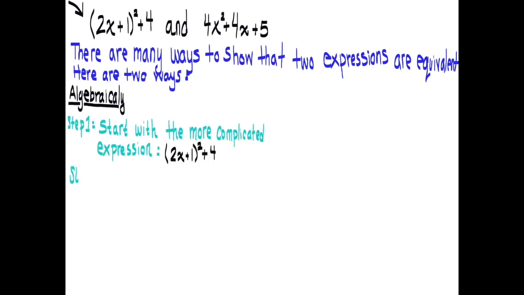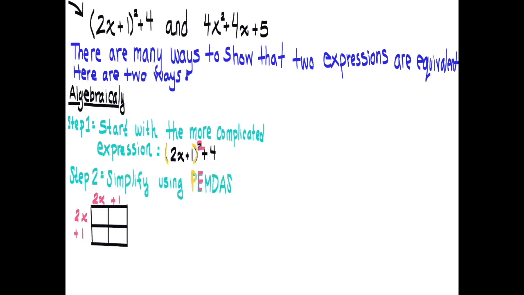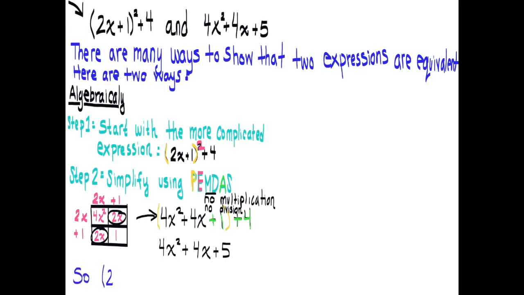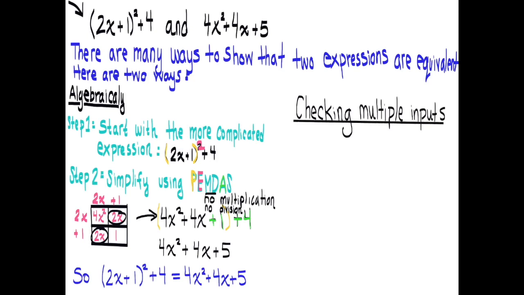So for example, (2x + 1)^2 + 4, if you use PEMDAS, you can simplify the (2x + 1)^2 by multiplying using a generic rectangle. So you multiply 2x times 2x, get 4x^2, 2x times 1, and so on. Now notice there's no multiplication or division, so I'm just going to add or subtract my like terms. Here I have a plus 1 and a plus 4 that I'm going to combine, so I get 4x + 5. So I'm saying those two are equivalent.